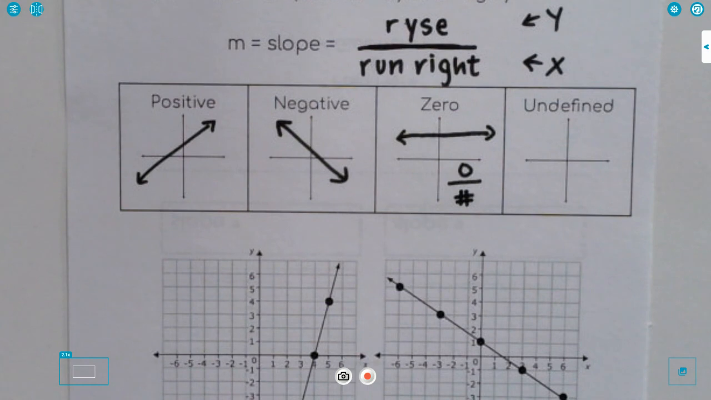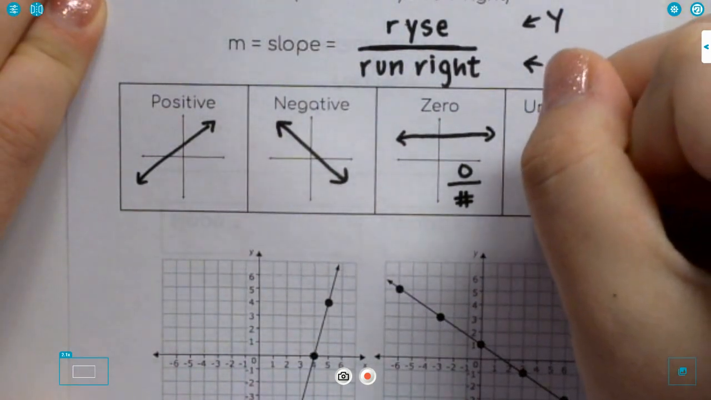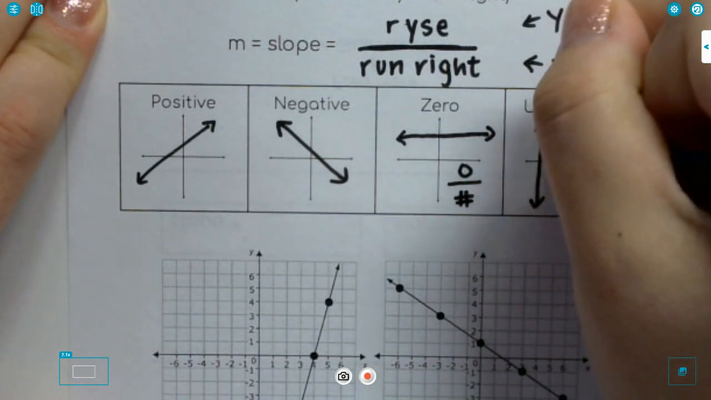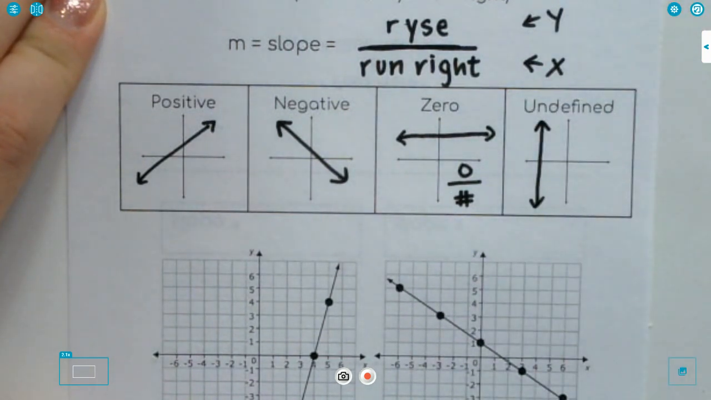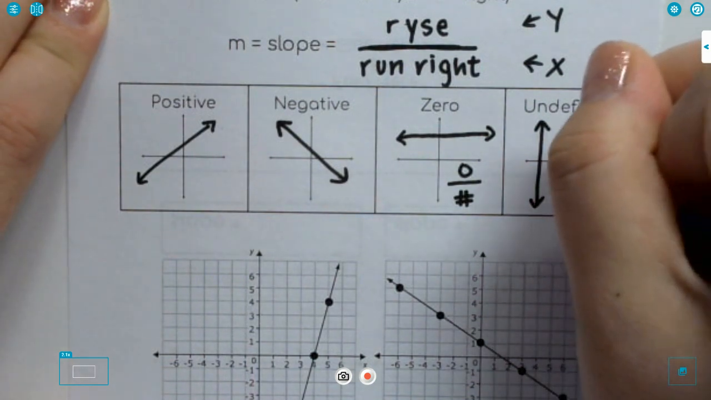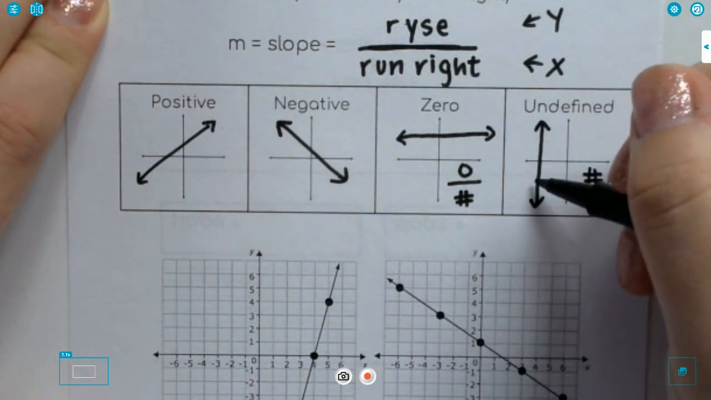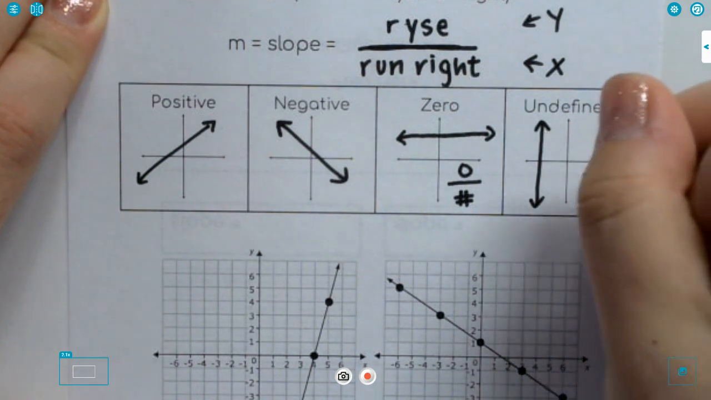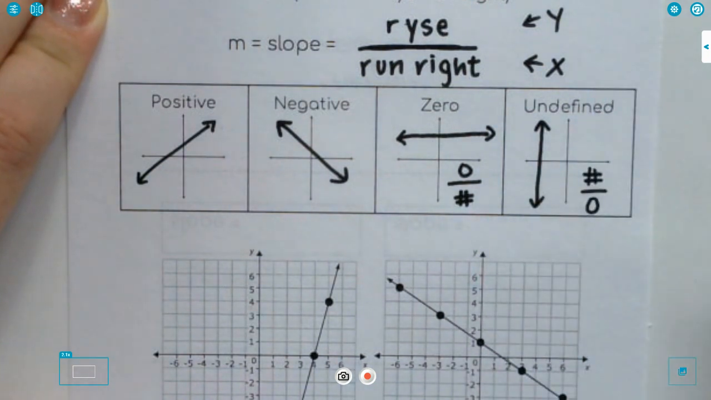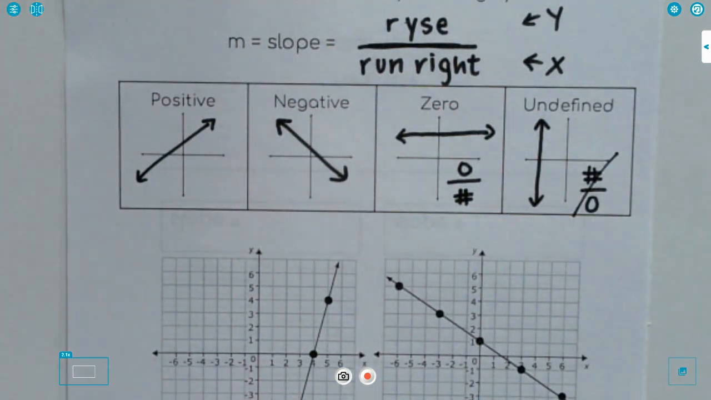Okay? And then an undefined slope is a straight up and down line. The reason why it's undefined is my rise is any number, because I am definitely going up from here to here. My run is 0. If I have a number over 0, I can't do that. Anything divided by 0 is undefined. Cross that out. That can't happen.